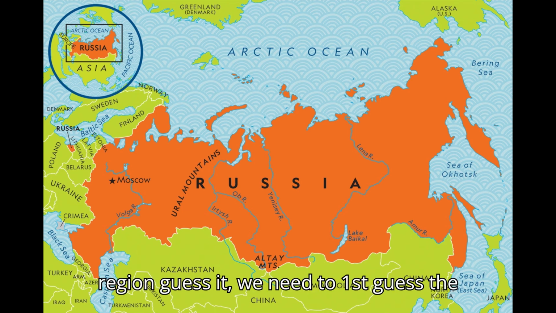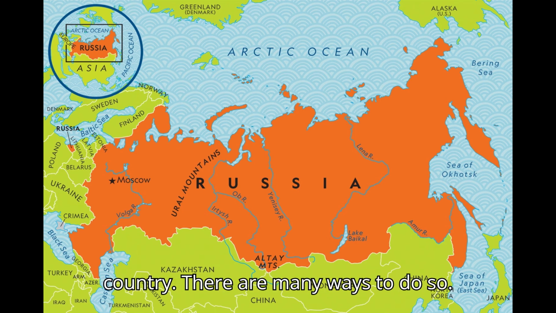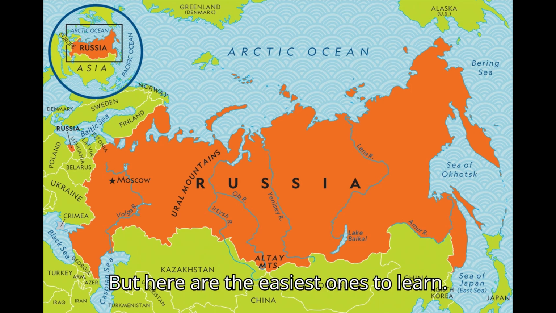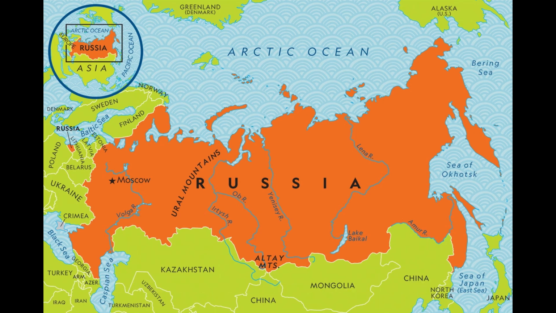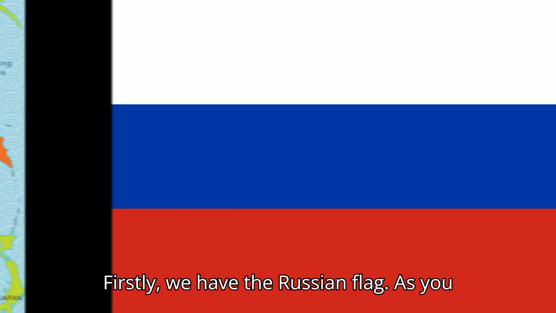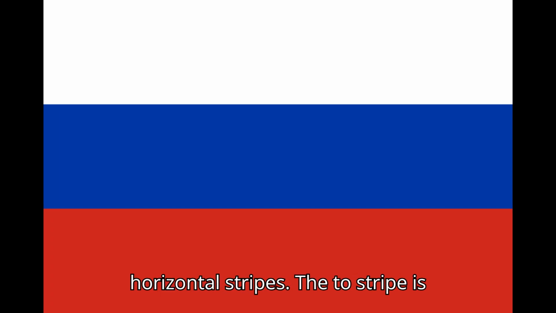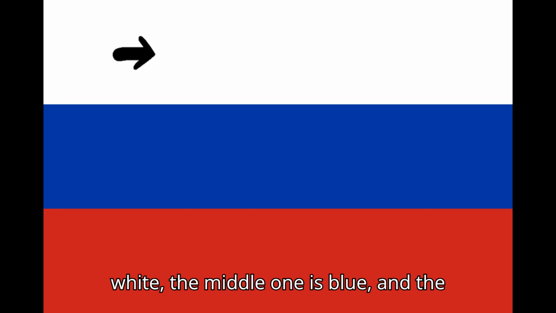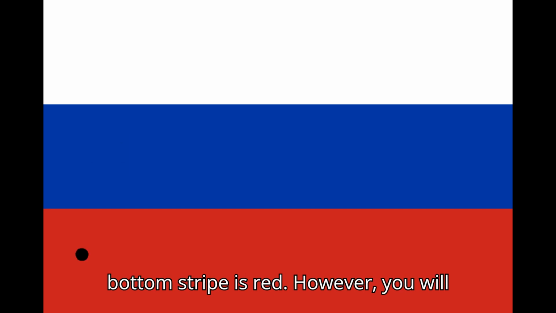To be able to region guess it, we need to first guess the country. There are many ways to do so, but here are the easiest ones to learn. Firstly, we have the Russian flag. As you can see, it is split into 3 horizontal stripes. The top stripe is white, the middle one is blue, and the bottom stripe is red. However, you will not find this flag too often in the wild.